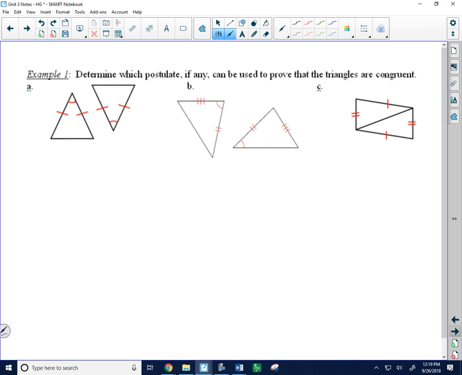So I want you to take 30 seconds, and you're going to try example 1. Let me explain it first. Determine which postulate, that's SSS or SAS, if any, can be used to prove that the 2 triangles are congruent. So you're going to look at these 2, and you're going to say, yes, they're congruent by SAS, yes, they're congruent by SSS, or you can say, I don't think they're going to be congruent based on what is given. And so you're going to write none. Then you're going to do the same for B and the same for C. So write SAS, SSS, or none after looking at the diagram. Take about 30 seconds.